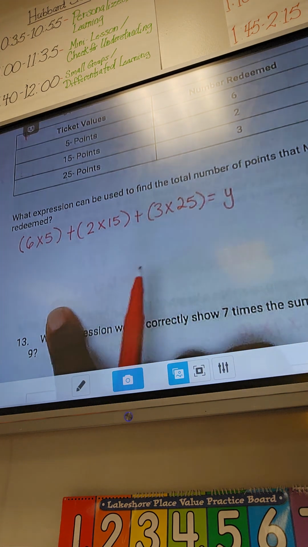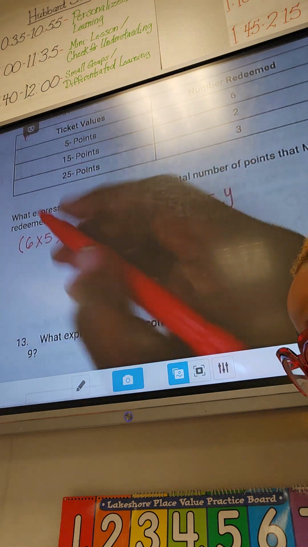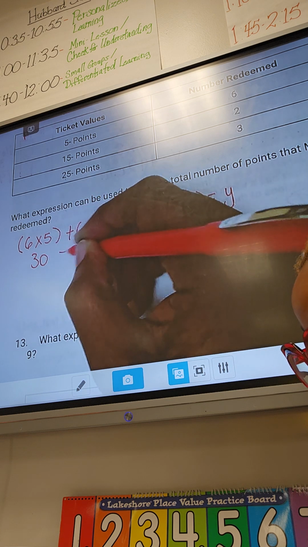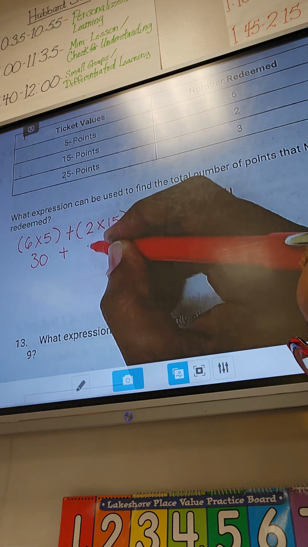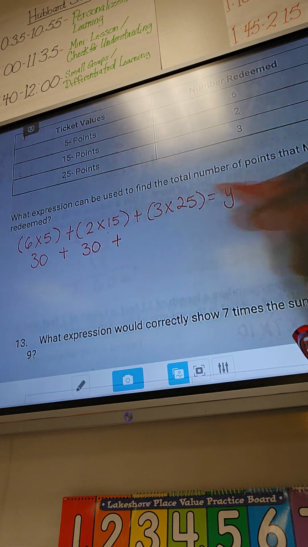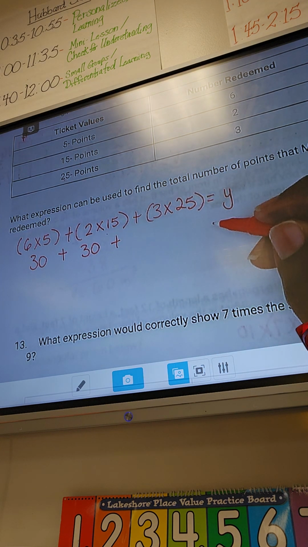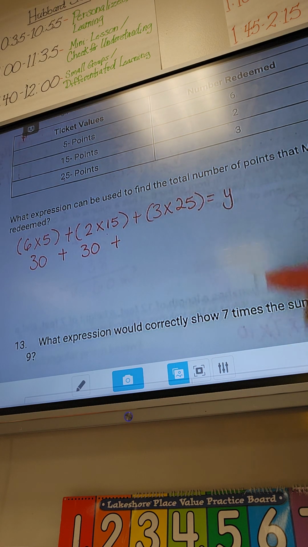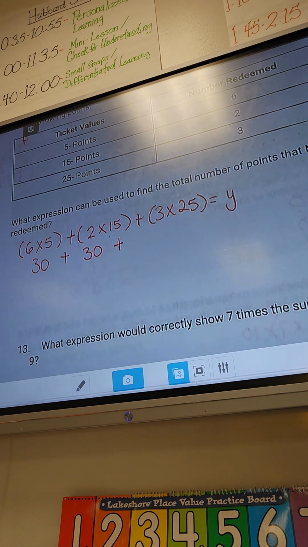Now I move down to the next part. 6 times 5 is 30, plus 2 times 15 is 30, plus 3 times 25 is... wait, what is it? 75. I shouldn't have to say it. It's right there on the screen.